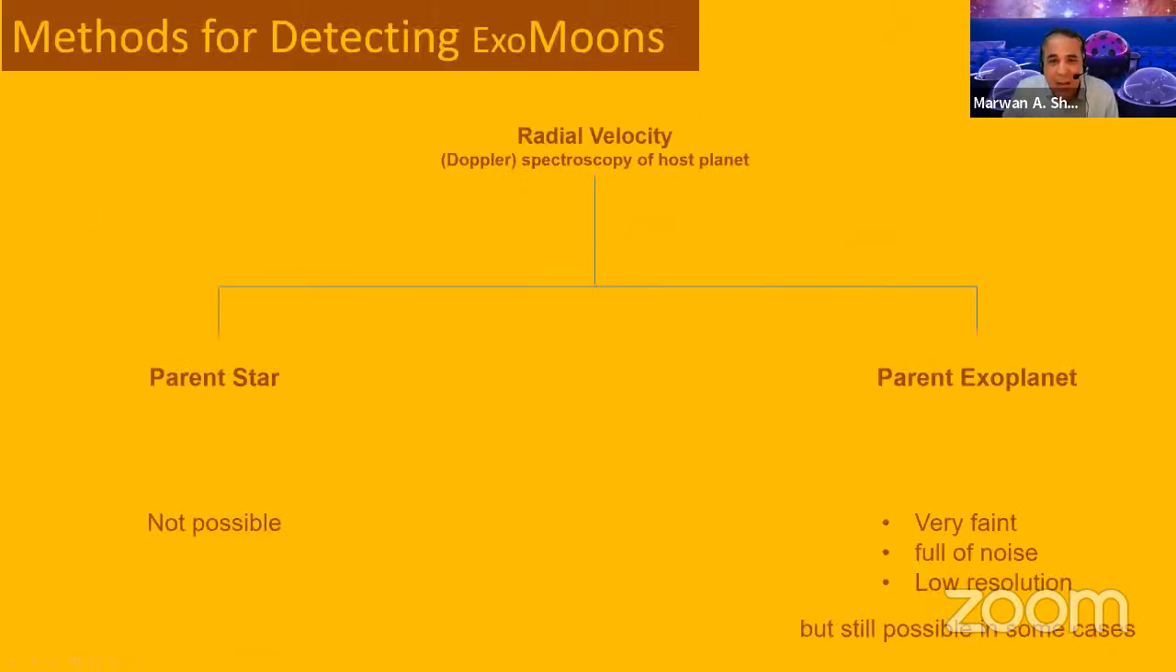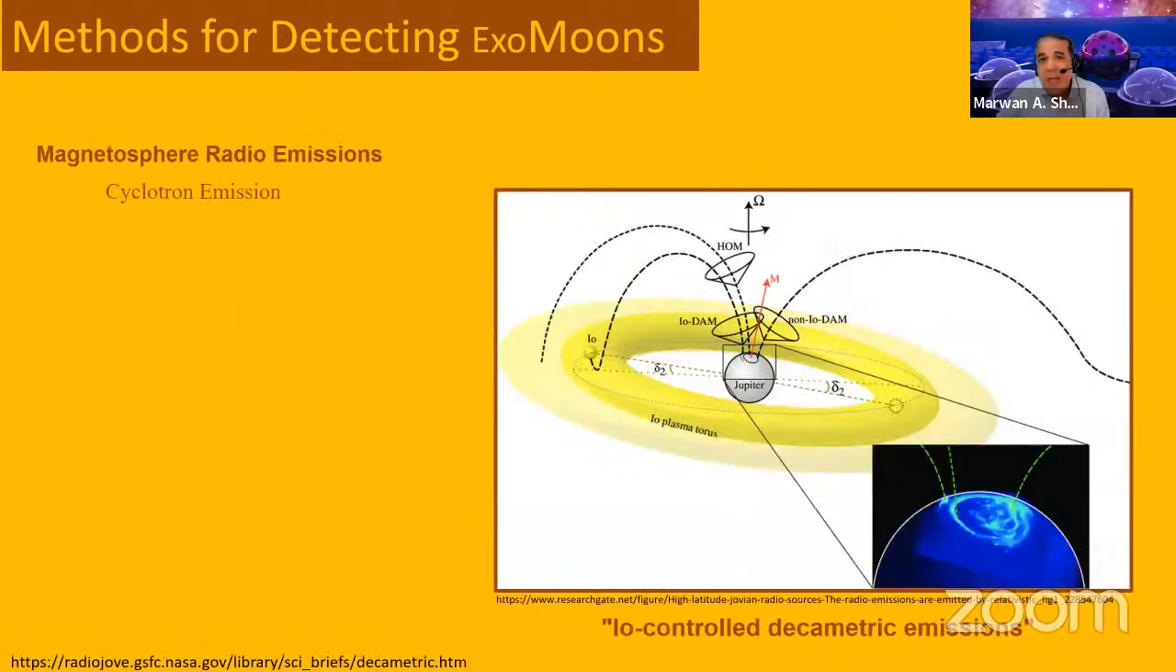So we would either look at the star itself, and this is not possible. But if we look at the exoplanet itself, it is not an excellent idea because the signal we get is very faint and full of noise, with low resolution. So this case is very difficult. So we usually ignore it with the technologies and techniques we have right now.